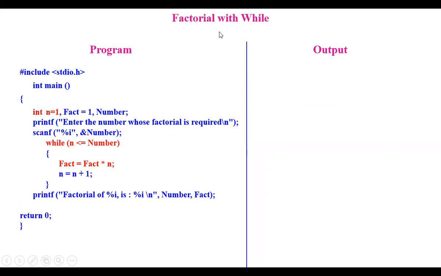Now, the same program is written with the while loop. Factorial is found out with the help of while. Here, the n value is initialized in the beginning, as compared to the earlier one, and fact, of course, is initialized with 1.